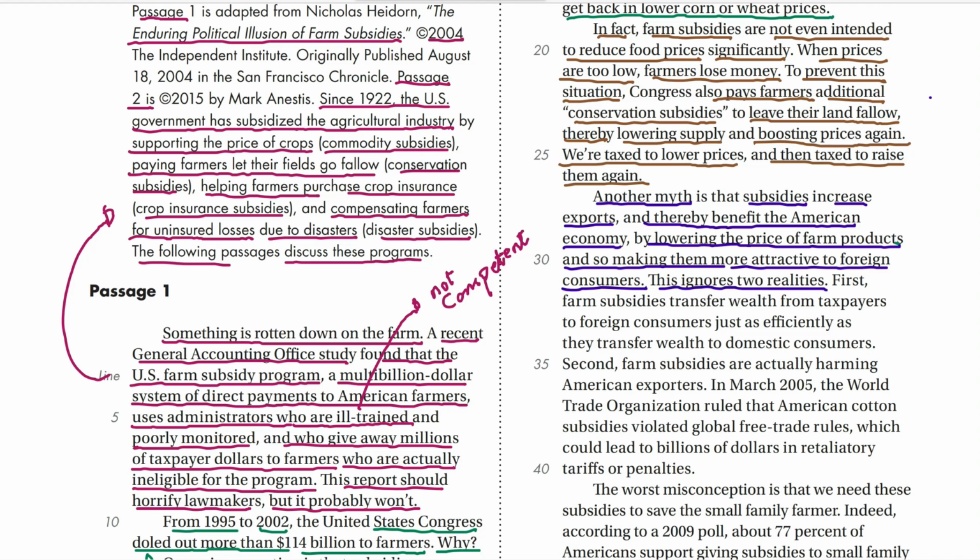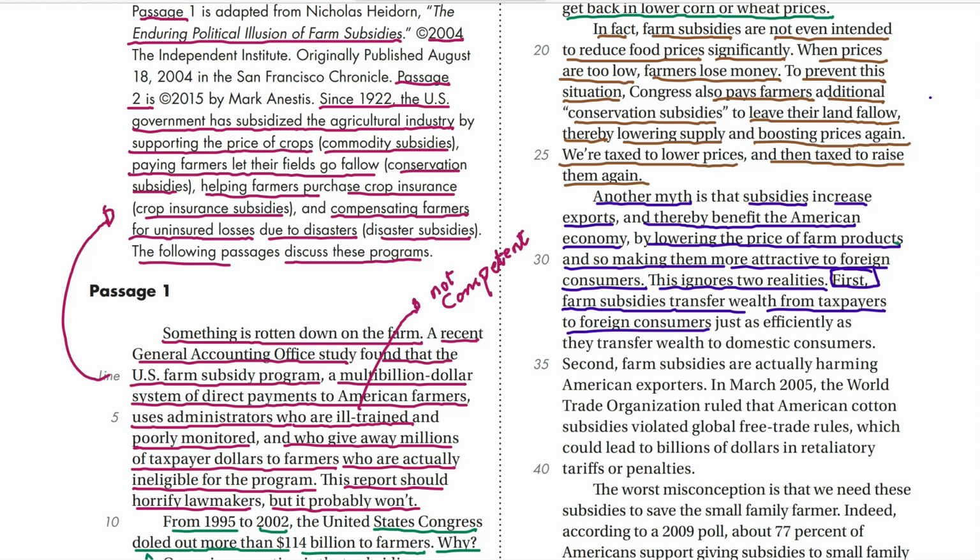What are the two realities? First, and of course if there is a first, there should be a second somewhere here in the paragraph. First, farm subsidies transfer wealth from taxpayers to foreign consumers.